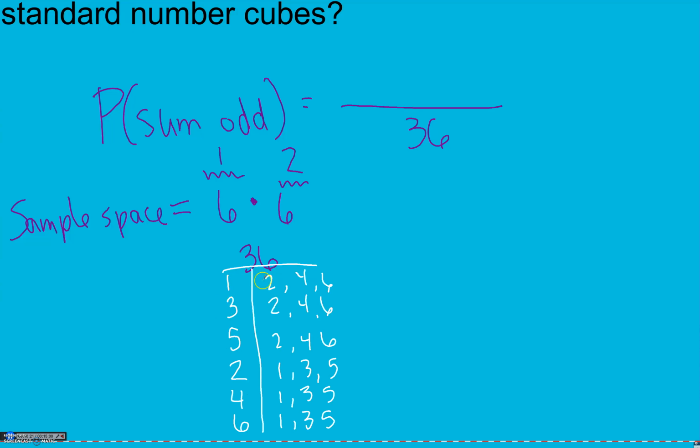Right now I have 1, 2, 1, 4, 1, 6, 3, 2, 3, 4, 3, 6, 5, 2, 5, 4, 5, 6, 2, 1, 2, 3, 2, 5, 4, 1, 4, 3, 4, 5, 6, 1, 6, 3, 6, 5. So we're going to have a total of 3, 6, 9, 12, 15, 18.